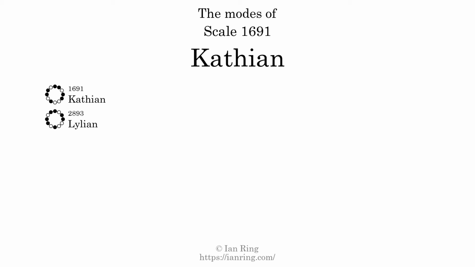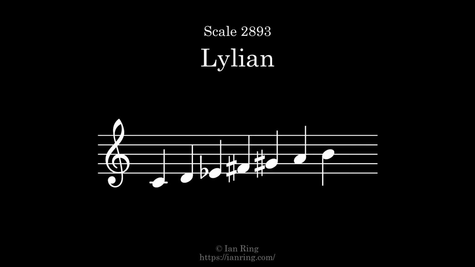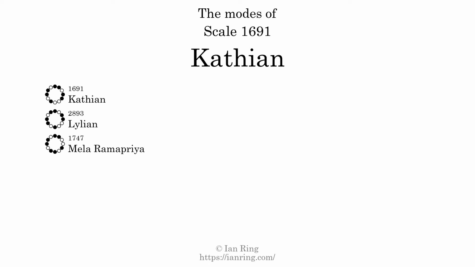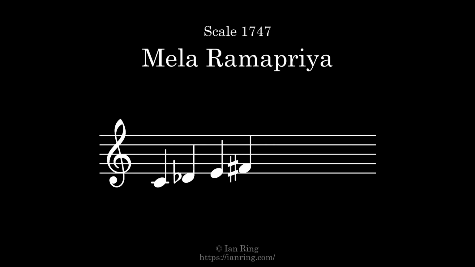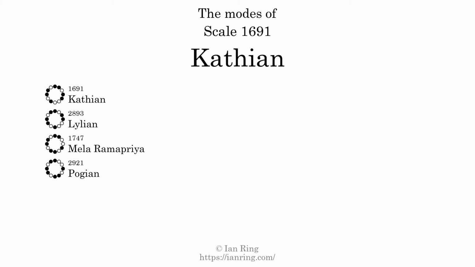It sounds like this. The third mode is scale 1747, also known as Mila Ramapriya. It sounds like this. The fourth mode is scale 2921, also known as Pojan. It sounds like this.